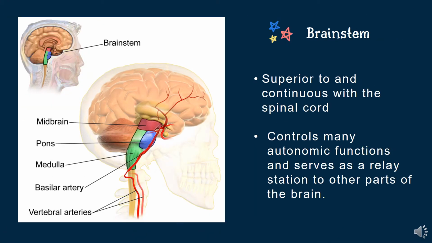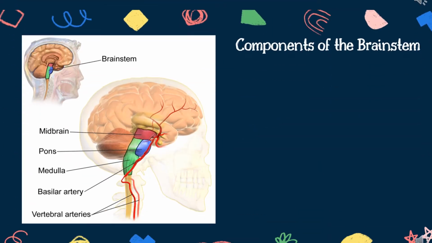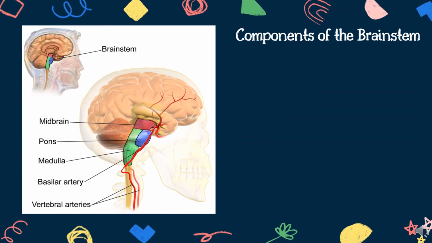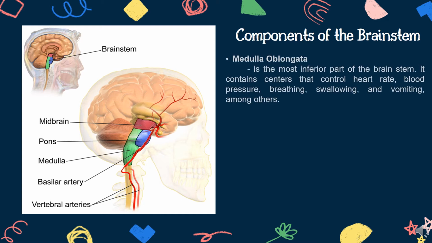A brainstem is superior to and continuous with the spinal cord. It controls many autonomic functions and serves as a relay station to other parts of the brain. So a brainstem consists of midbrain, pons, and medulla oblongata. First, we will discuss the medulla oblongata.